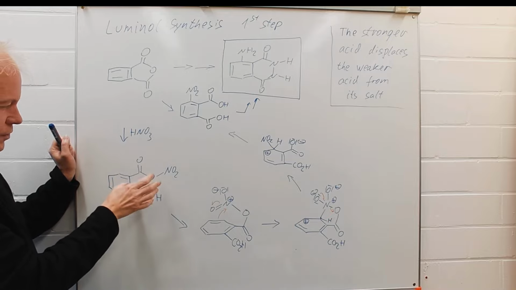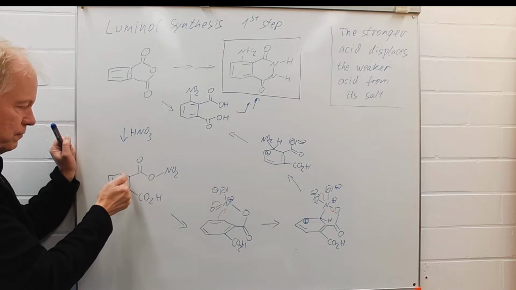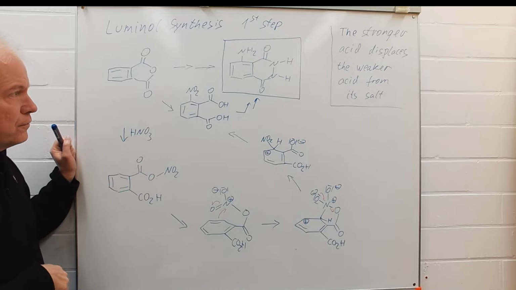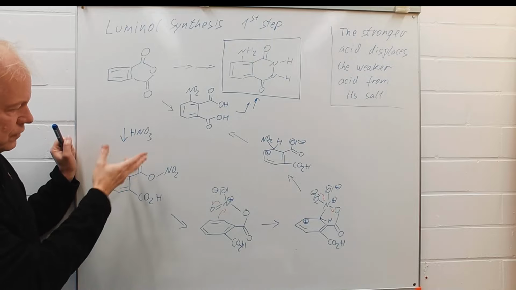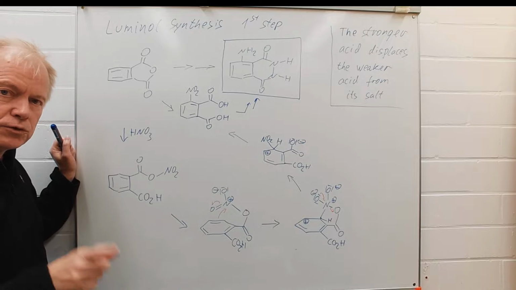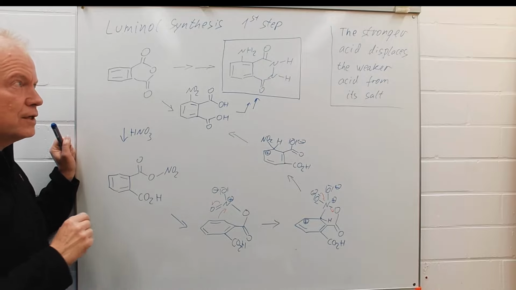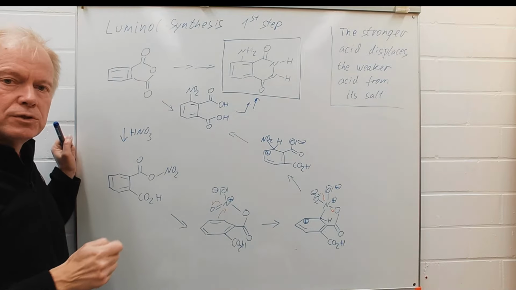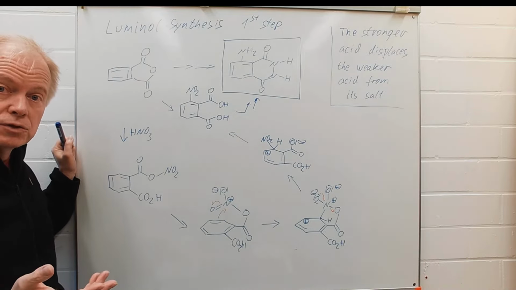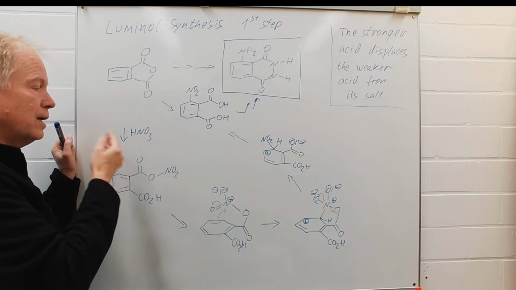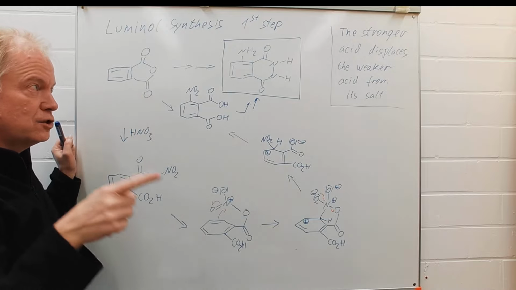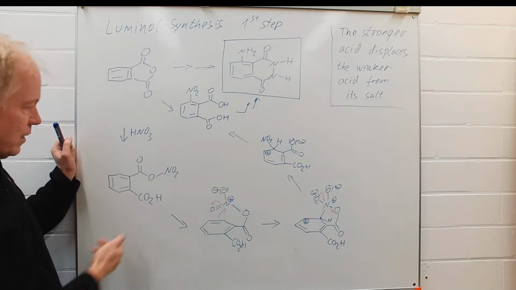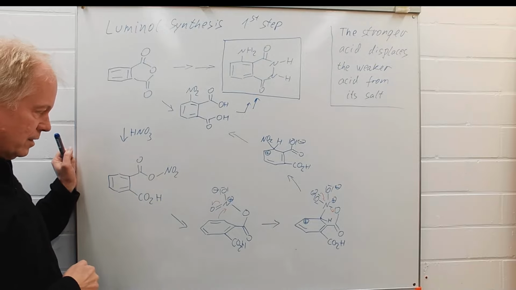What is that? This is a mixed anhydride of a benzoic acid derivative and the HNO3. So, and how can we explain that? Well, you certainly remember the sentence, the stronger acid displaces the weaker acid from its salt. The same is of course true for anhydrides. So the stronger acid displaces the weaker acid from its anhydrides. So here we have the mixed anhydride.